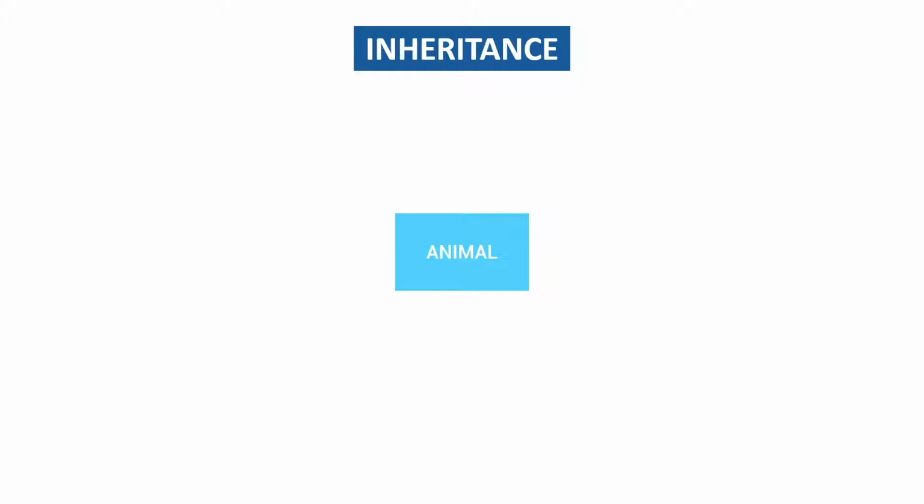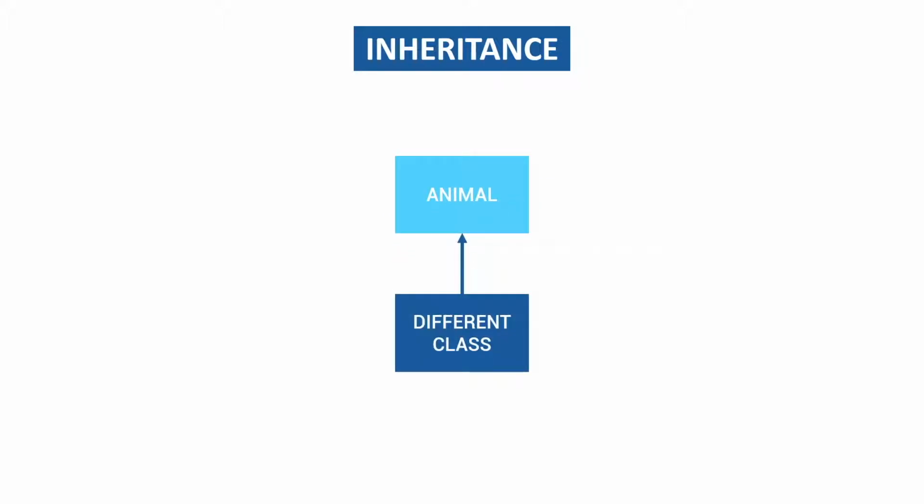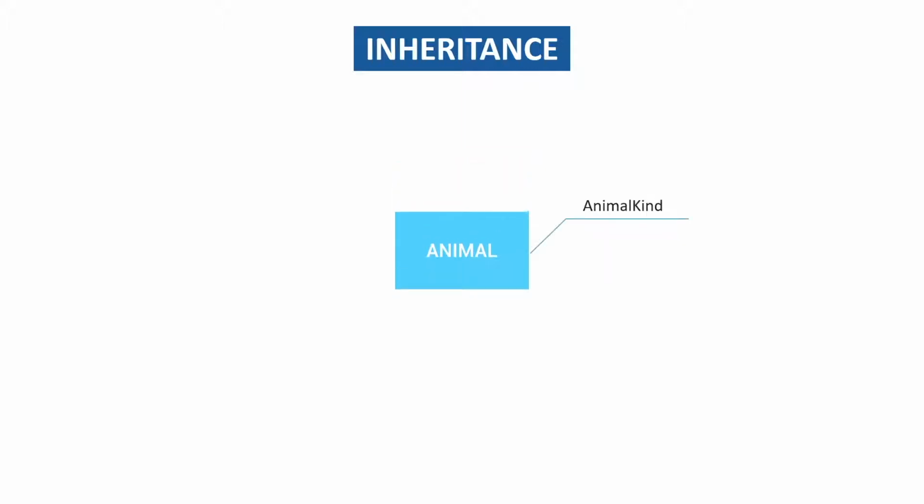So we can also do that all the way around. We have our animal class, and we can actually have a different class inherit from our animal class. And why would we do that? Well, this could be a design choice, and the way we designed our application is that our animal has an animal kind, and this animal kind determines what kind of animal it is.